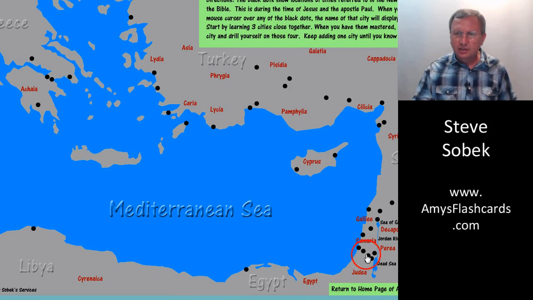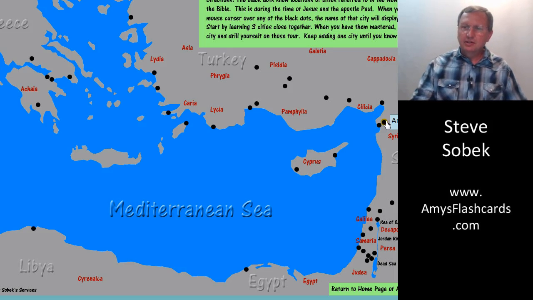Again, start with Jerusalem and Bethany and Bethlehem, those 3 adjacent cities, and just like the country drills, begin to add a 4th one, Emmaus, and then add Joppa, and just progress in small groups, 1 city at a time, until you know all these. These are cities up here that the Apostle Paul visited, and notice that there's 2 Antiochs: Pisidia Antioch, and Antioch where Paul began his missionary journeys from. That's where they were launched from.